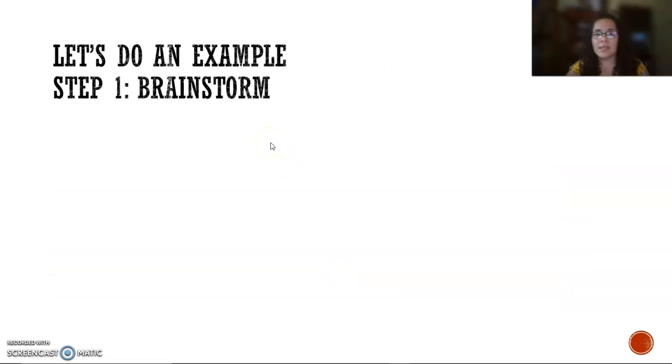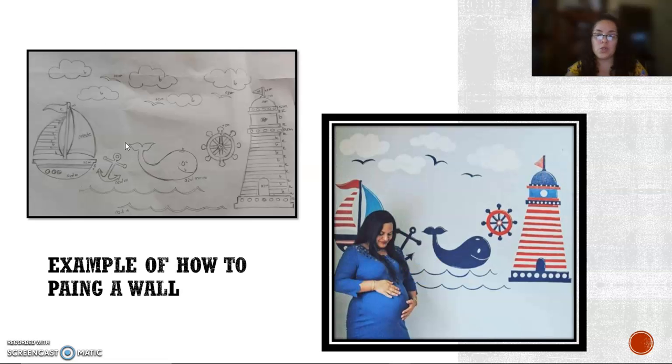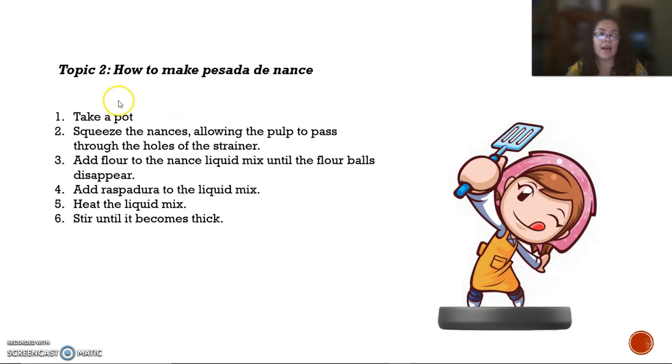Then we have the first step, and I want to show you this example, the brainstorm. I have this topic, how to paint walls for a child's room, and I have 8 steps. This is my brainstorm for topic number 1, and I wanted to show you an example, for example, the sketch and how it is at the end. Then we have topic number 2. I have how to make a pesada enance, and I have 6 steps. So maybe I can choose this topic too.